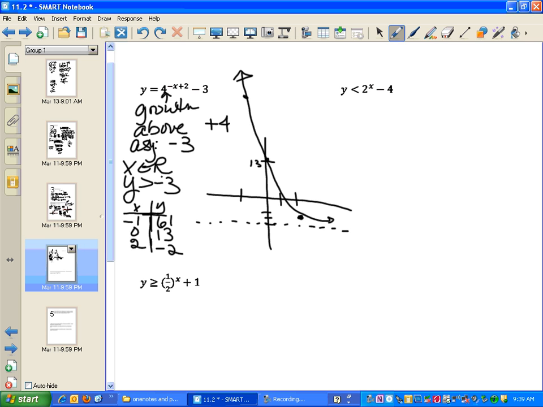Oops, I did something wrong. This should have been a growth, shouldn't it have? We said it was a growth. We're above. But why did we get a decay? Why do you think?